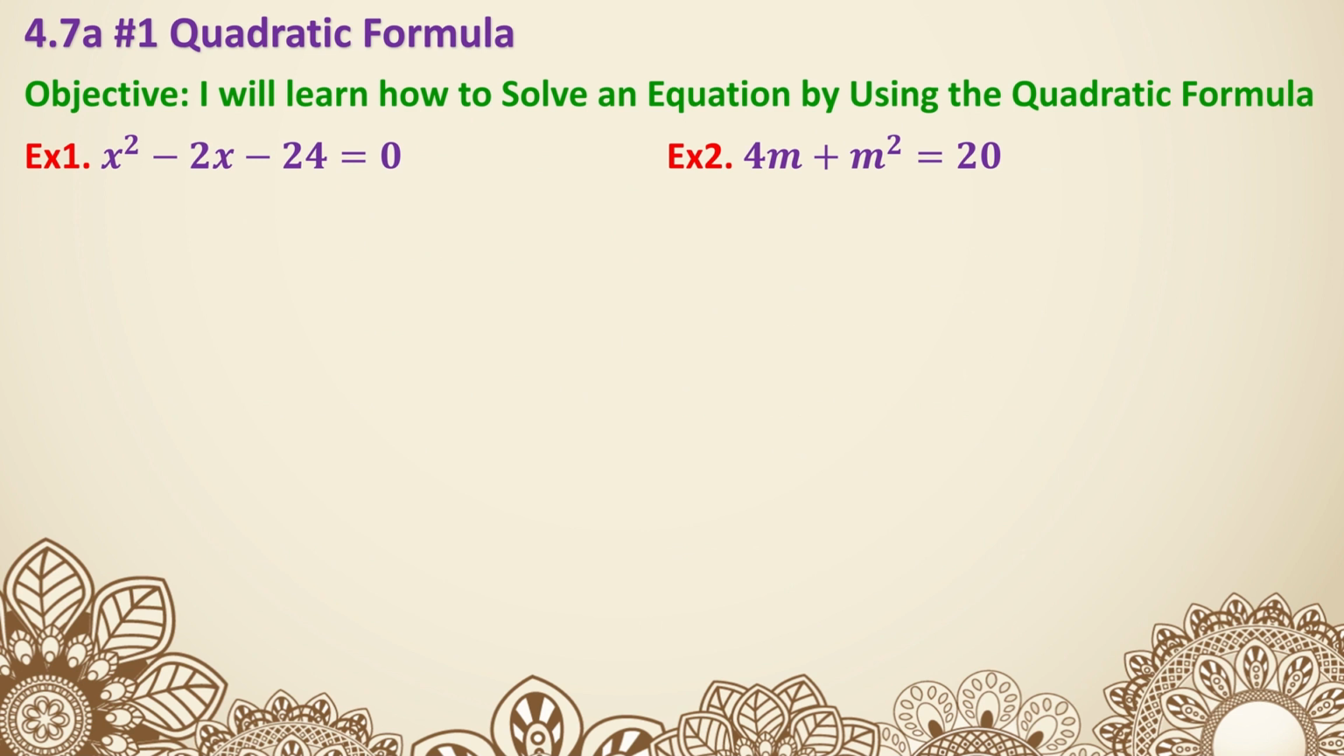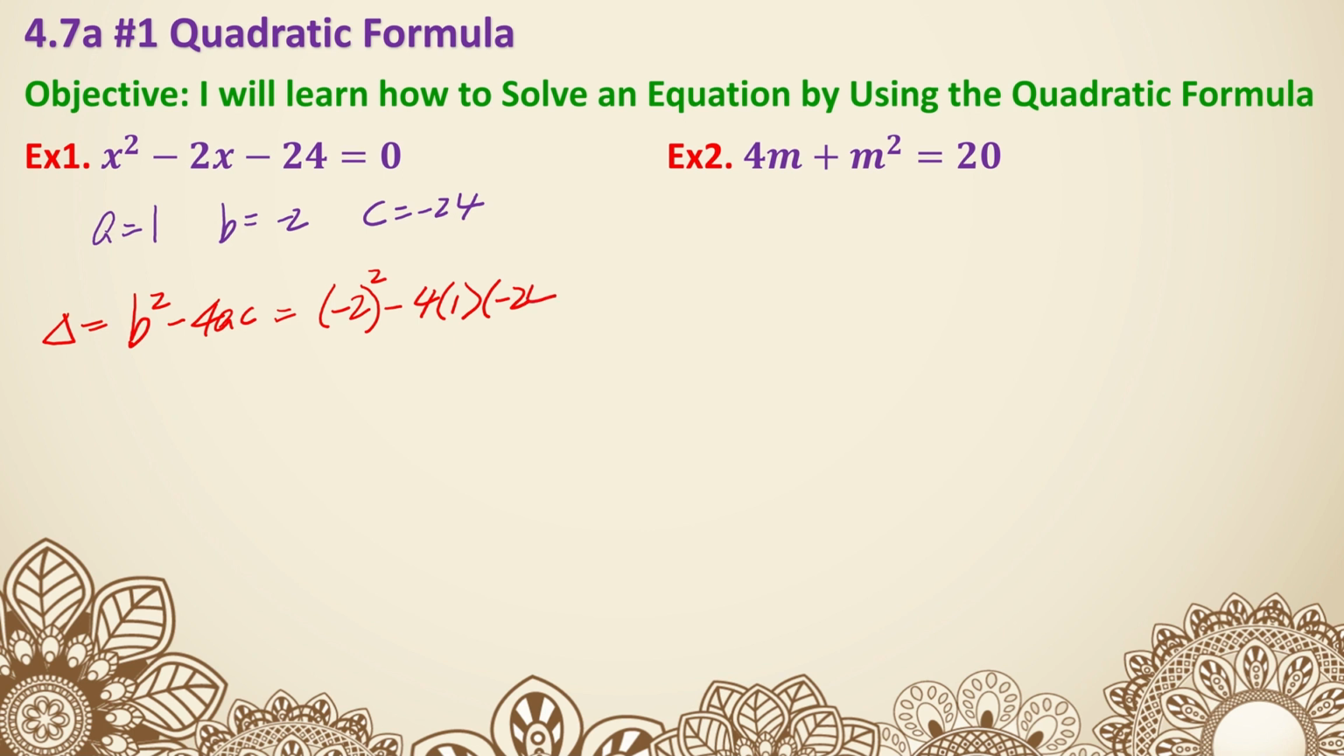Number 1, identify: A is 1, B is a negative 2, C is a negative 24. Let's still find the discriminant first before I actually get into the quadratic formula. And besides, when you find this, you can put that number directly under the square root. Okay, b squared minus 4ac. B is a negative 2, so make sure you put negative 2 inside parentheses. Square it, minus 4 times my a, which is a 1, my c is a negative 24. We will get a 4. Negative 4 times a negative 24 is a plus 96, which makes it 100.